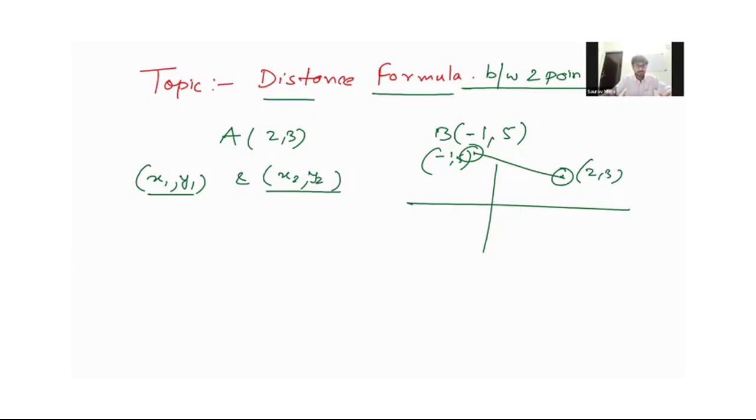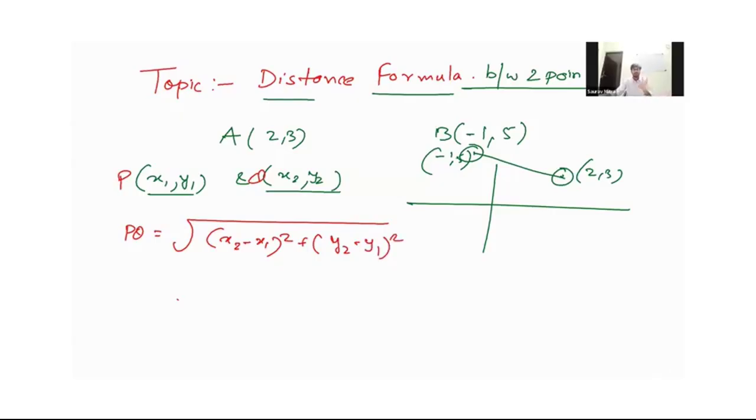The distance between these 2 points P and Q, written as PQ, will be the square root of x2 minus x1 whole square plus y2 minus y1 whole square. This will give the distance between these 2 points. Anywhere the point lies in your Cartesian plane, you can find the distance using the distance formula.